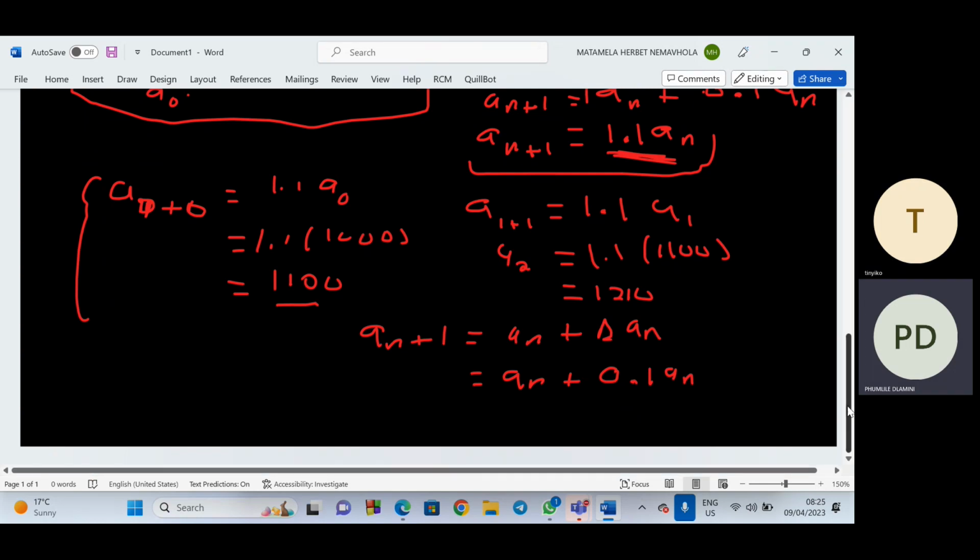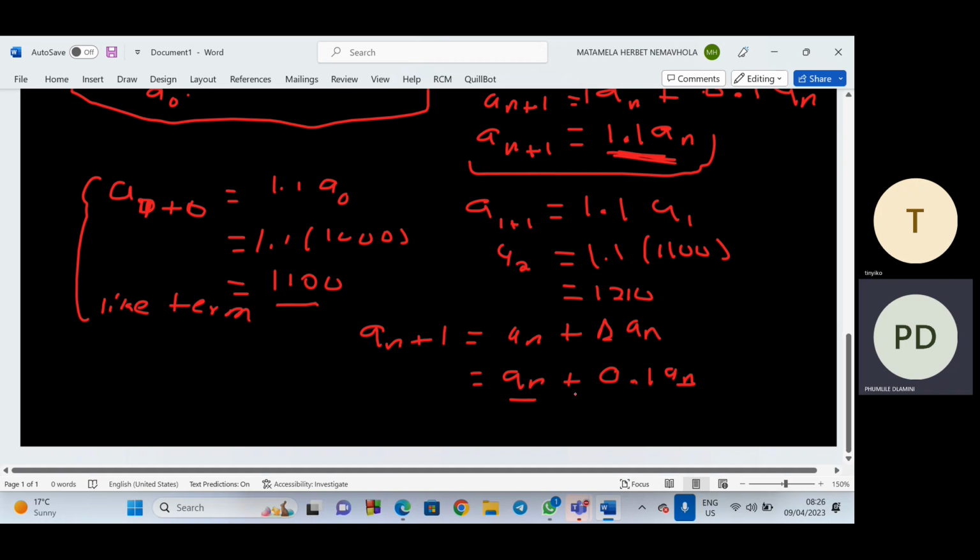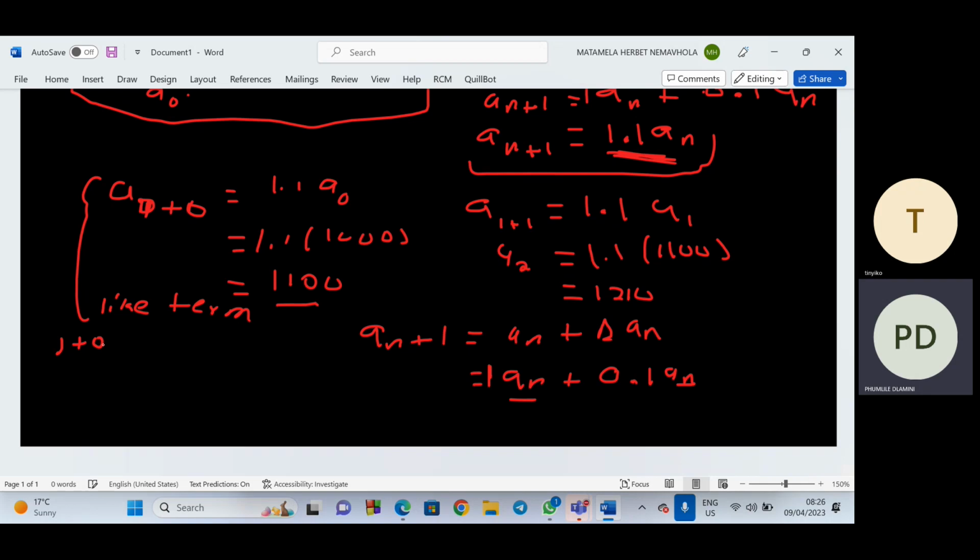Now when we have found that it is 0,1 A(n), we have things called like terms and unlike terms. Now A(n) and A(n) are like terms. So if we have like terms, which means we add them, when we have like terms we add them. So here it is the same as having 1 plus 0,1, which will give us 1,1 A(n).